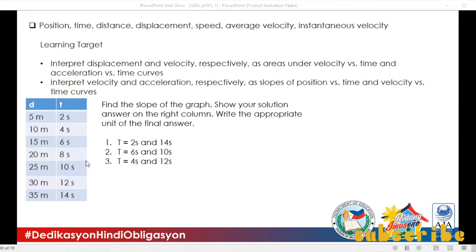For example, you are asked here at time 2 seconds and 14 seconds. So, let me draw first the Cartesian plane. Let me use this.